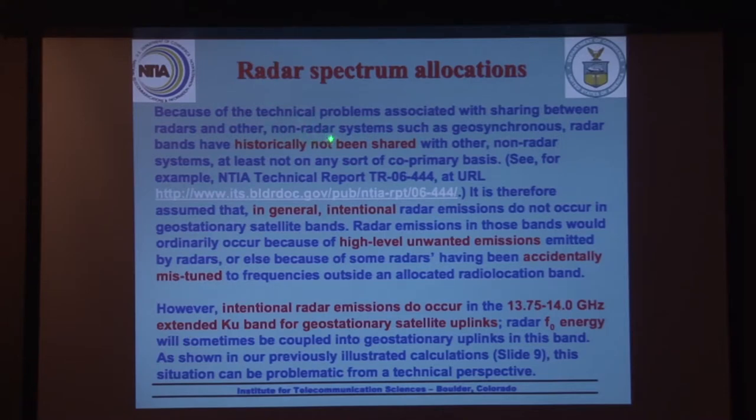In terms of interference effects into radars from non-radar systems, this report 06-444 is useful. Generally speaking, as I said, intentional radar emissions do not occur in geostationary satellite bands. However, there have been cases where radars have been accidentally mistuned to frequencies outside their allocated bands. And I get about 1 to 2 calls a year about this here at the lab in Boulder. And it turns out that there's been a radar accidentally tuned out of its band and is getting into a geostationary satellite band. High-level unwanted emissions from radars, again, can be a problem.